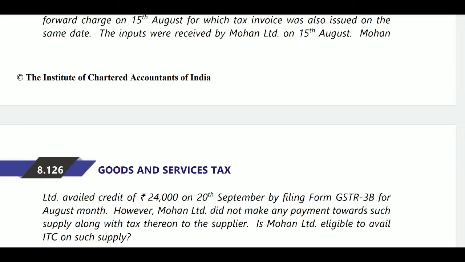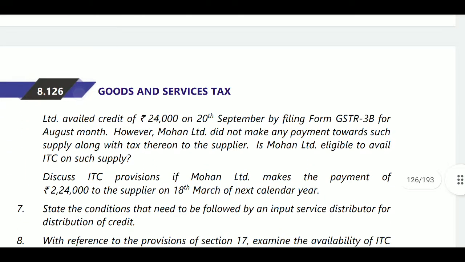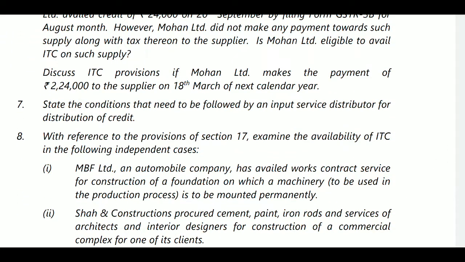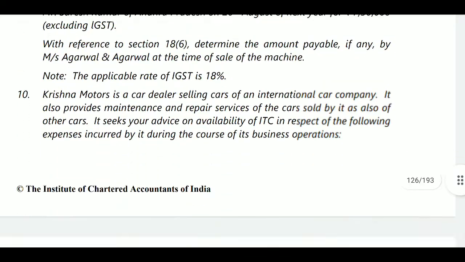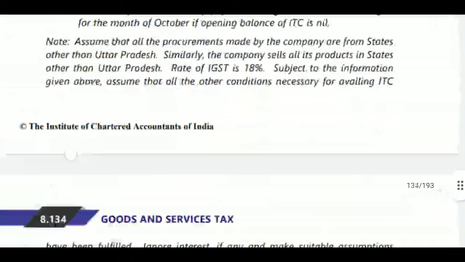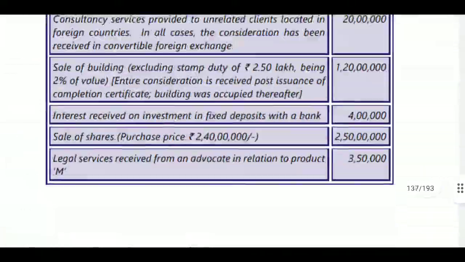GST through August. However, Mohan Limited did not make any payment towards such supply along with tax therein to the supplier. Is Mohan Limited eligible to avail ITC of such supply? Discuss ITC provisions if Mohan Limited makes payment of 2,24,000 to the supplier on 18th March next calendar year. Here Section 16 will tell that if any amount is payable, it must be paid within 180 days.